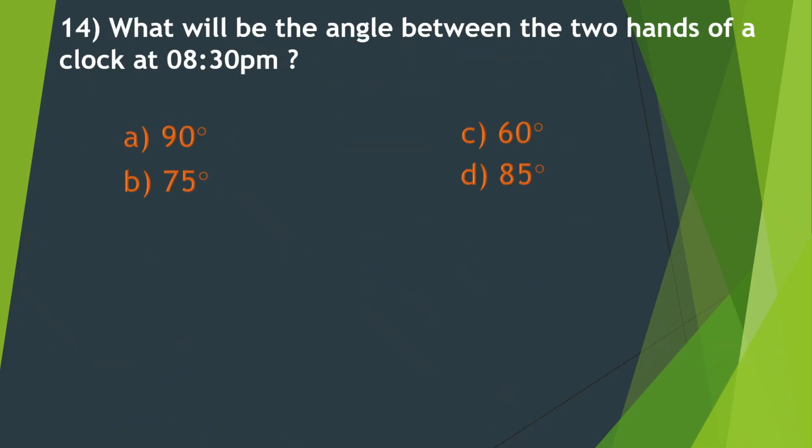What will be the angle between the two hands of a clock at 8:30 p.m., and your timer starts now? This type we have already solved in the previous class. This is an angle based question.